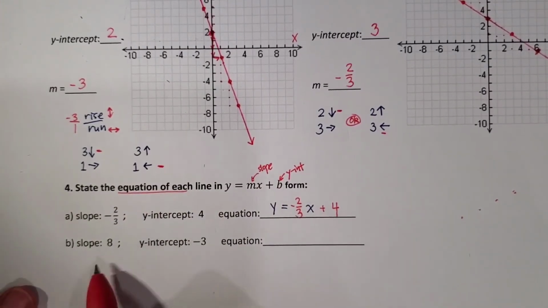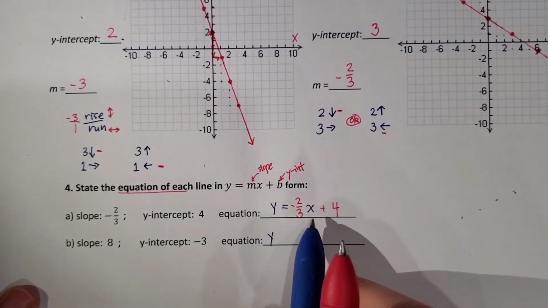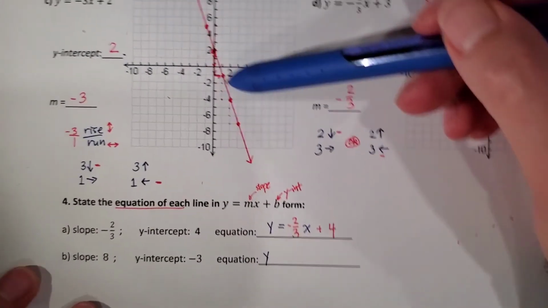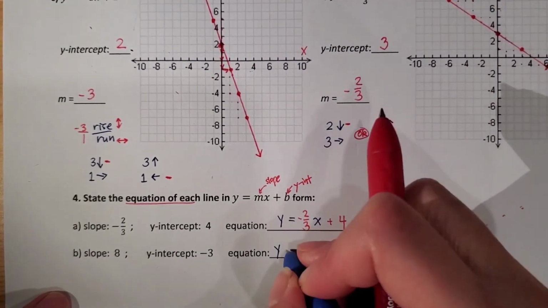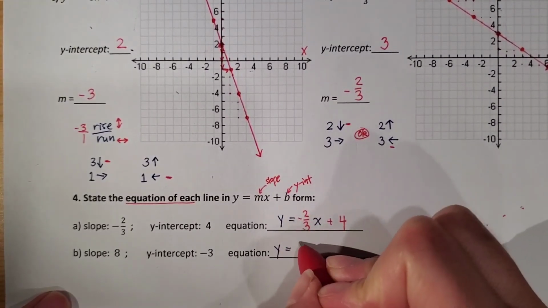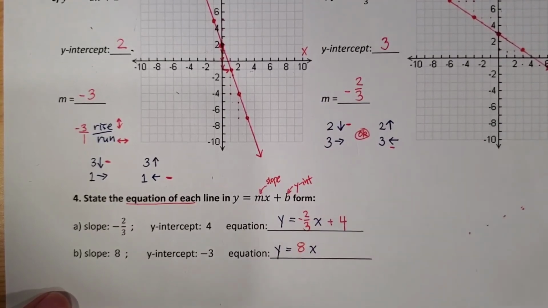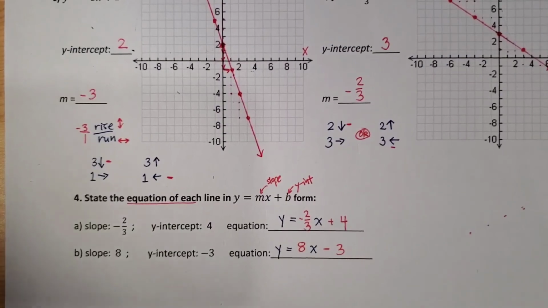The next one, if our slope is 8, notice that I kept the y and the x there, because y and x are numbers that can vary depending on where you are on the graph. It's an infinite amount of numbers that y and x can be, depending on the slope and the y-intercept. So, x minus 3.